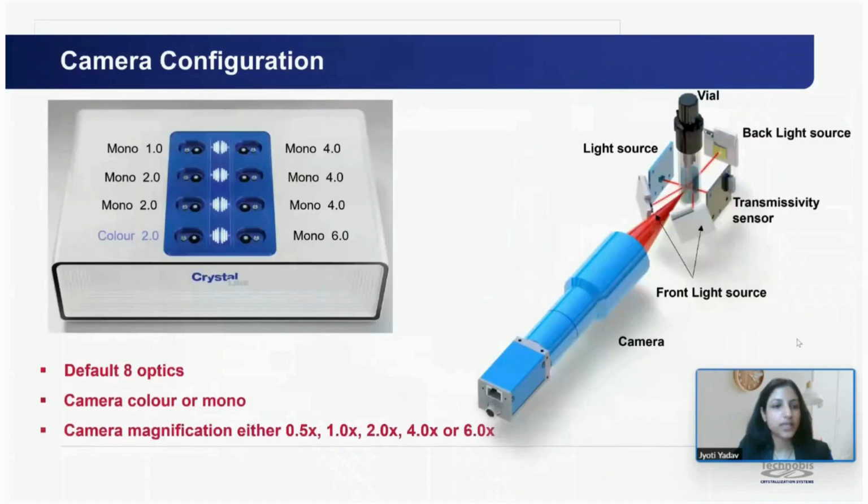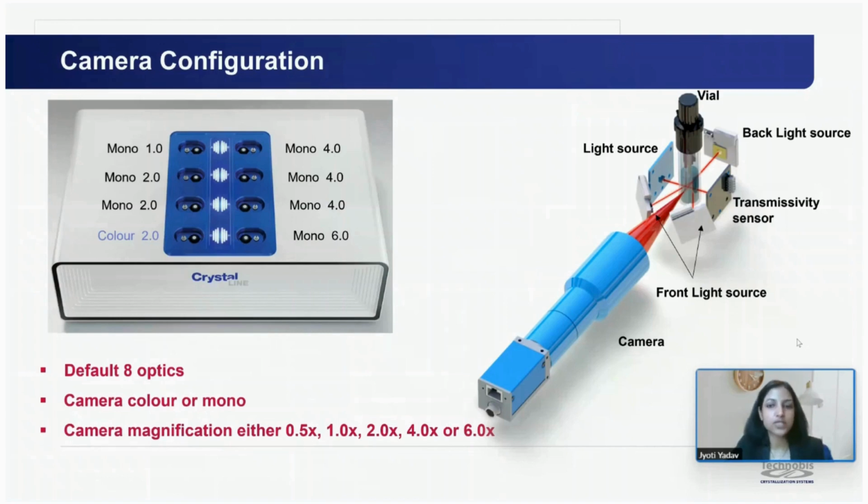Next, to monitor the particle size and particle shape, Crystalline is the instrument. The latest version of the Crystalline instrument, Crystalline V2, has 8 optics, with the option of color and mono cameras. Different camera magnifications can be configured: 0.5, 1 time, 2 times, 4 times, and 5 times magnification, and the field of view changes accordingly.